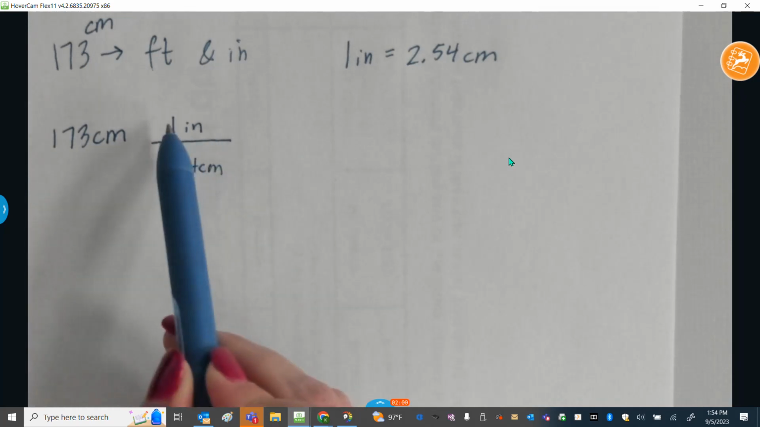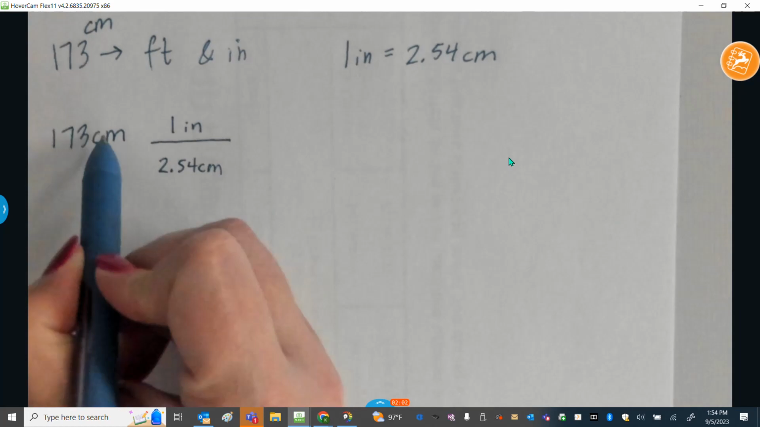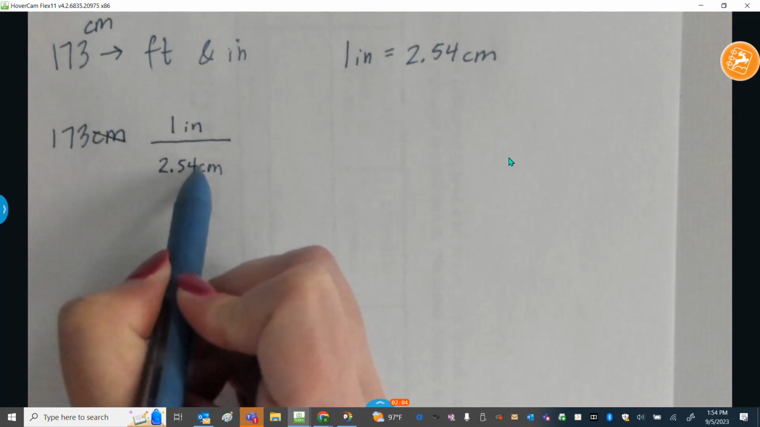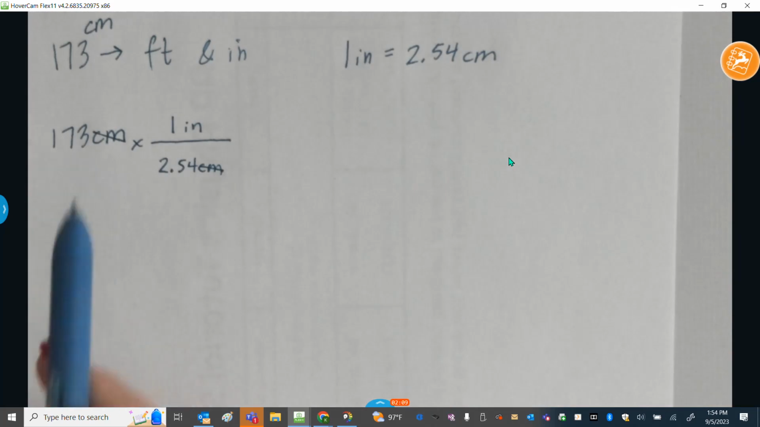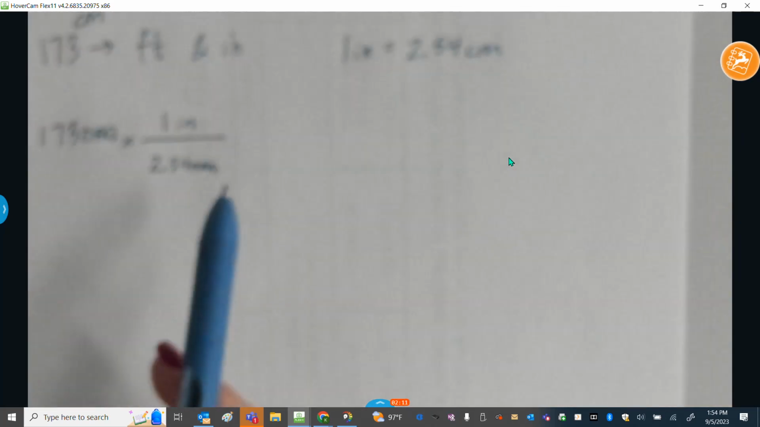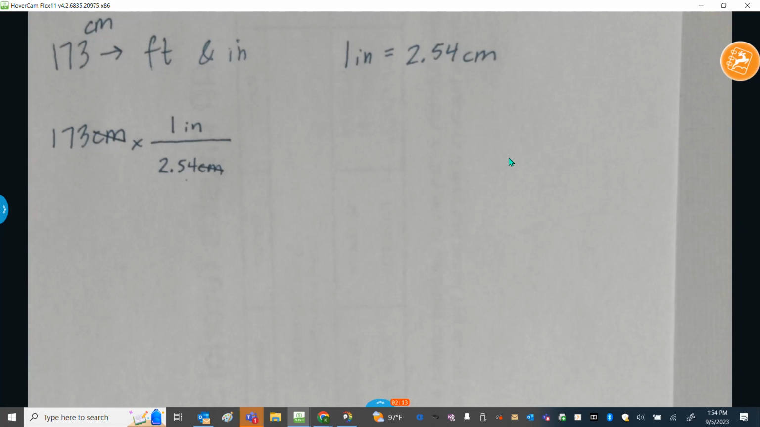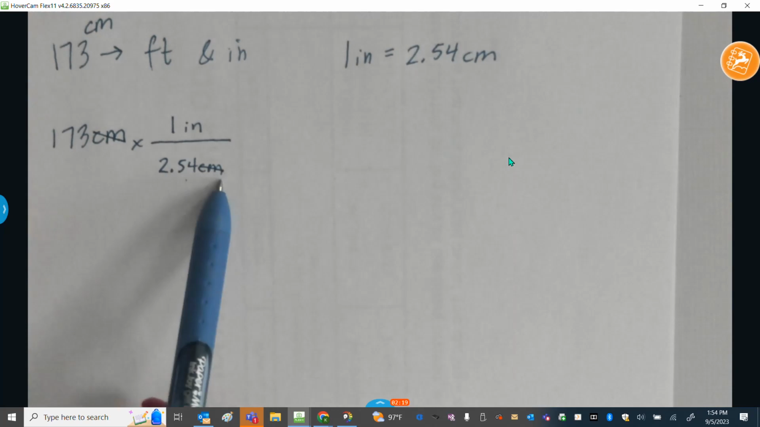Okay, but I'm setting this up so that I can cancel these units, because as you guys are well aware, if you divide by something, it's going to cancel. Like if you multiply and divide both the top and the bottom of a fraction by the same number, it's going to cancel. But the same thing is true for units. I can cancel my units this way.